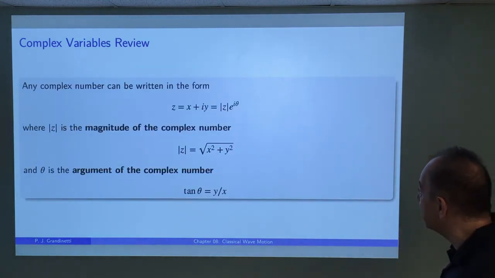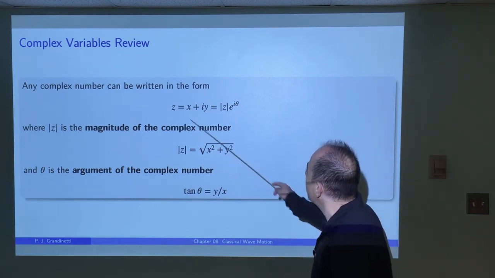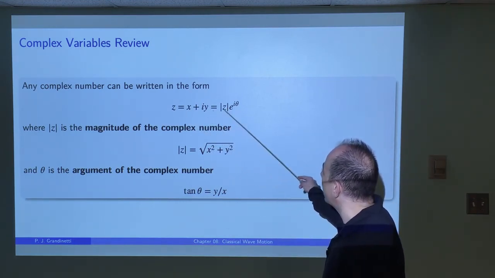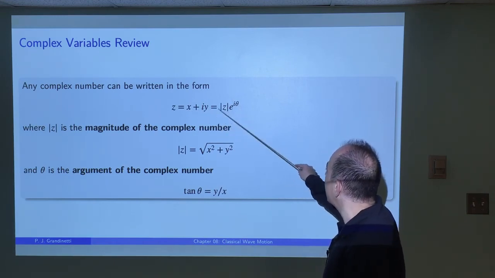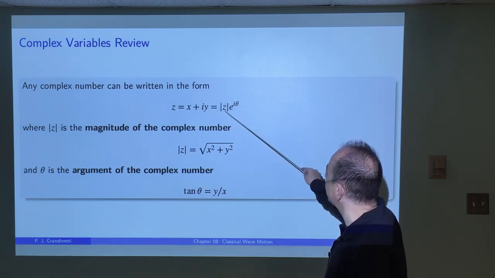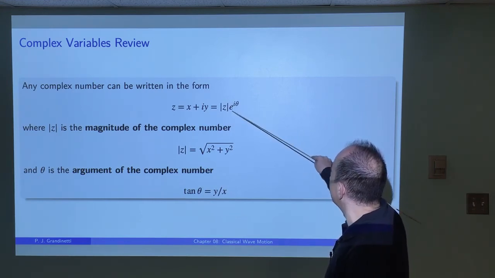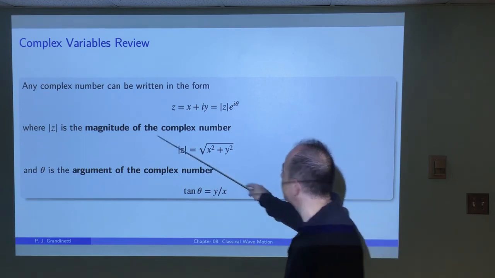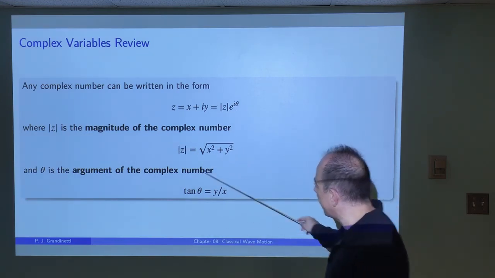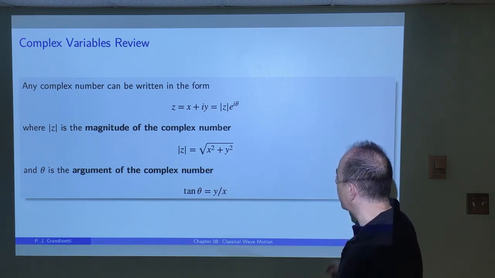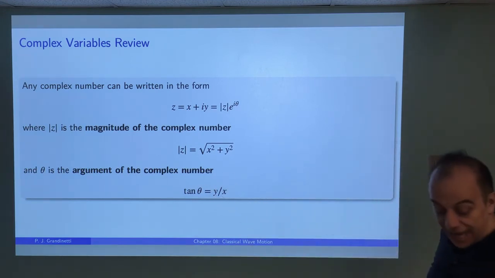So when we talk about complex numbers, some more jargon here, we can also write the complex number in this form. x plus iy is also equal to the magnitude of the complex number, which I'll write with the magnitude symbol, z, times e to the i theta, where the magnitude is just the square root of x squared plus y squared, and theta is the argument of the complex number. So theta is just equal to the inverse tangent of y over x.